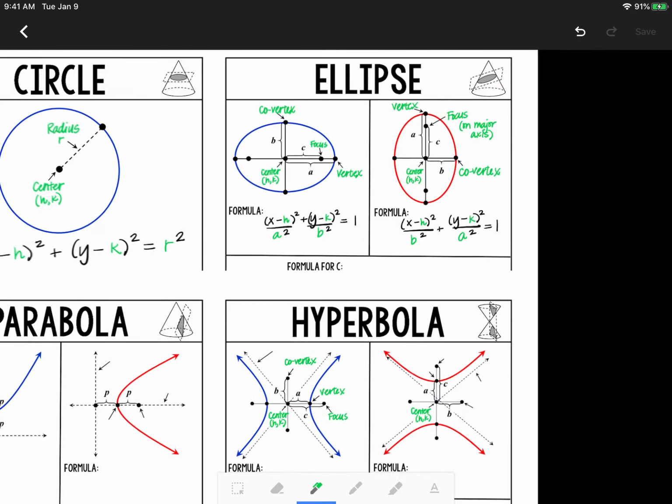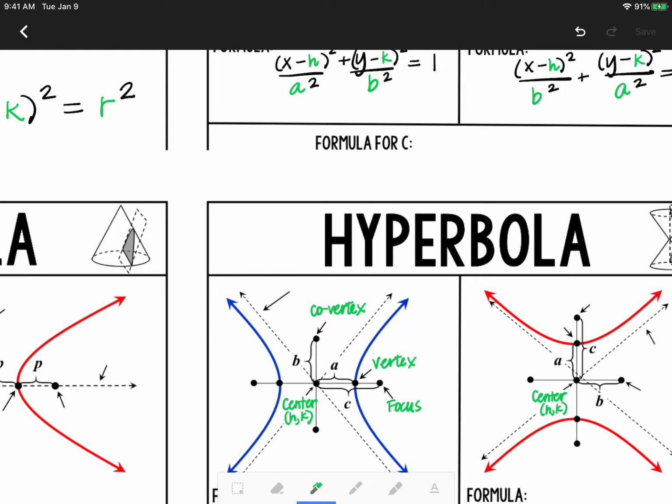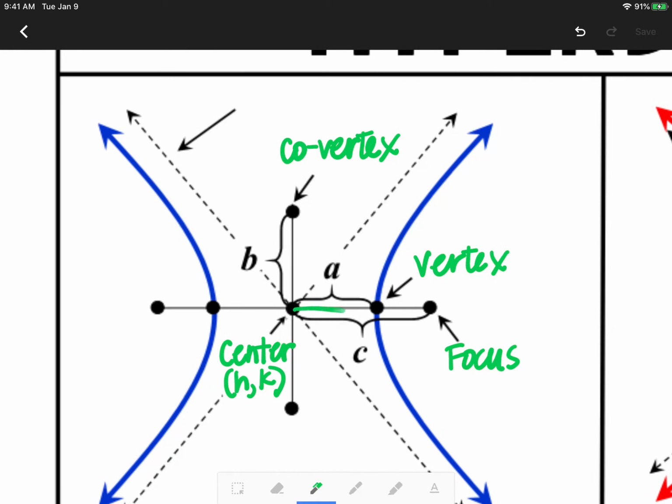If I compare it to the ellipse really quickly, A goes out to my vertex, A still goes out to my vertex. B goes to my co-vertex, B still goes to my co-vertex. C goes to my focus, C still goes to my focus. But if you notice here, the focus does actually extend outside. It's not trapped inside of this little elliptical shape. It extends outside. And that's actually what makes this into a hyperbola instead of an ellipse.